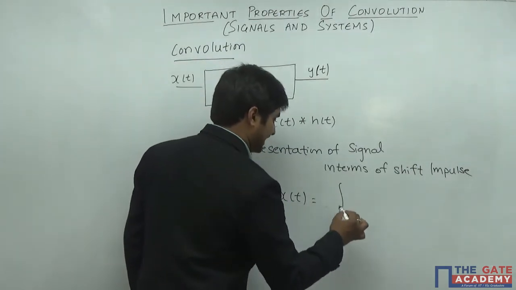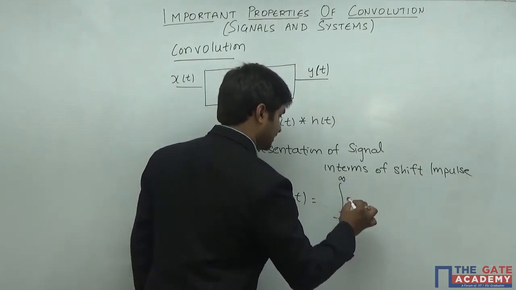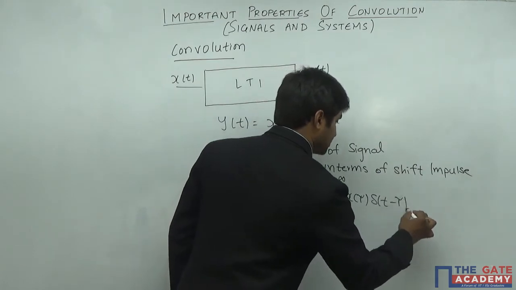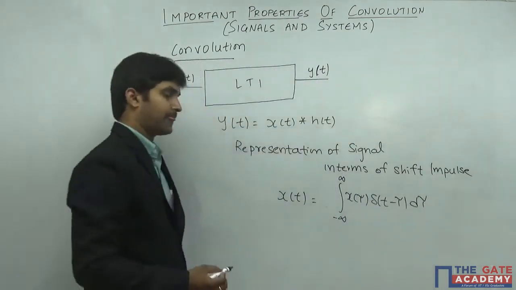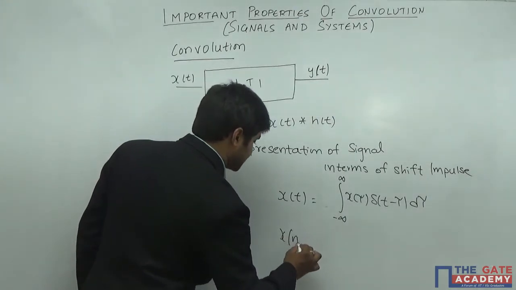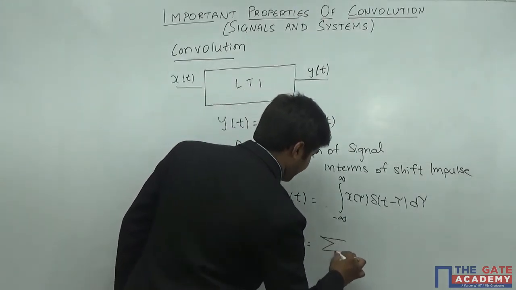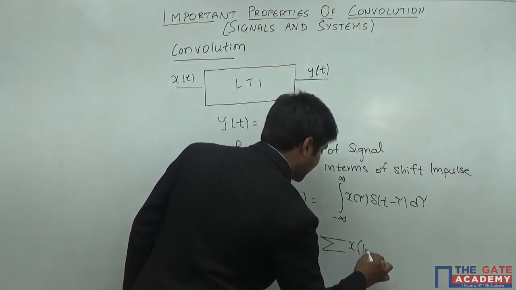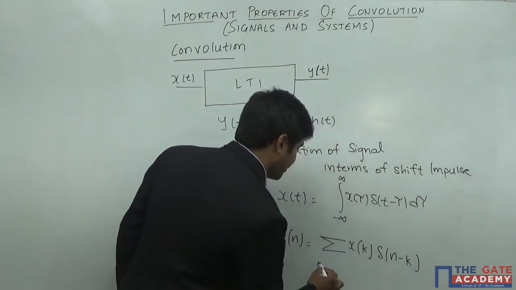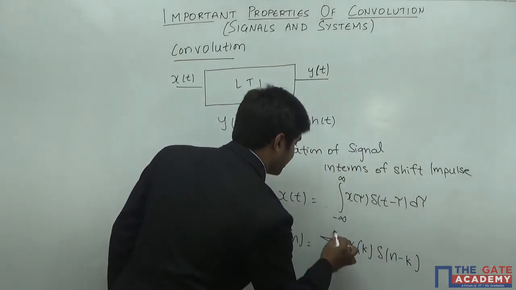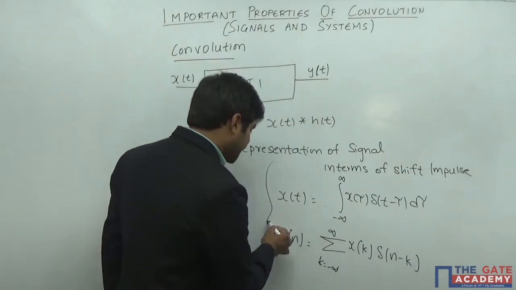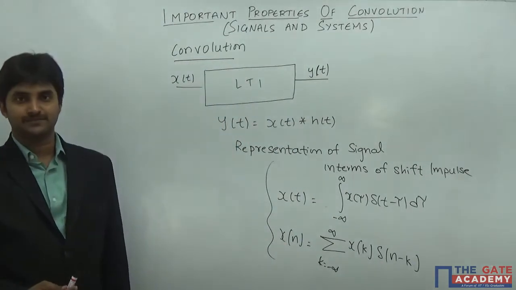as equal to the integral from minus infinity to infinity of x of tau times del of t minus tau d tau. And in the case of a discrete time signal, I can represent it as x of n is equal to the sum of x of k into del of n minus k, where the value of k is going to be varying from minus infinity to infinity. So this is a way of representing a particular signal in terms of impulses.